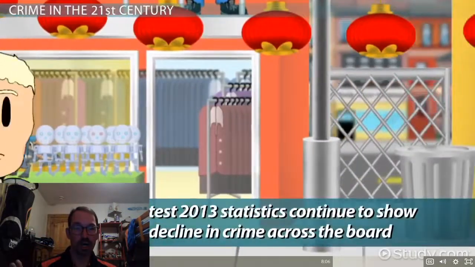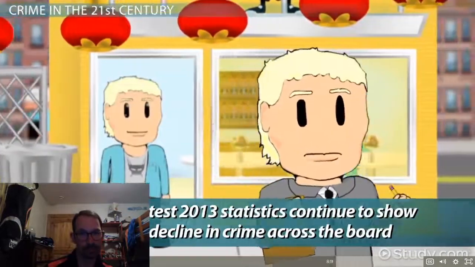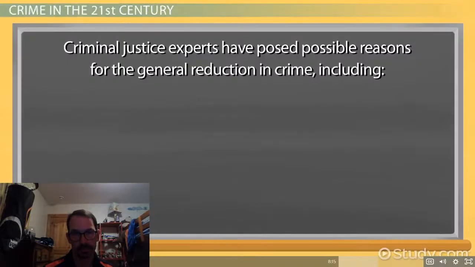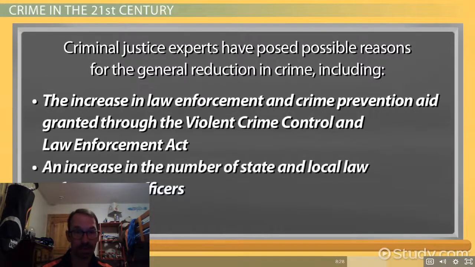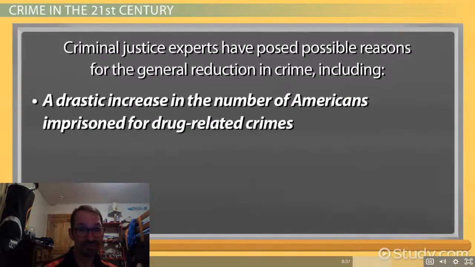Now, the UCR's latest statistics, 2013, show a steady decline in crime across the board. Criminal justice experts have posed some interesting possible reasons for the general reduction in crime. Check it out. These include the increase in law enforcement and crime prevention aid granted through the Violent Crime Control and Law Enforcement Act. Money, that's going to help. An increase in the number of state and local law enforcement officers. So the more money for state equals more police officers. A marked increase in the prison population, so recidivism, that's going to go down.